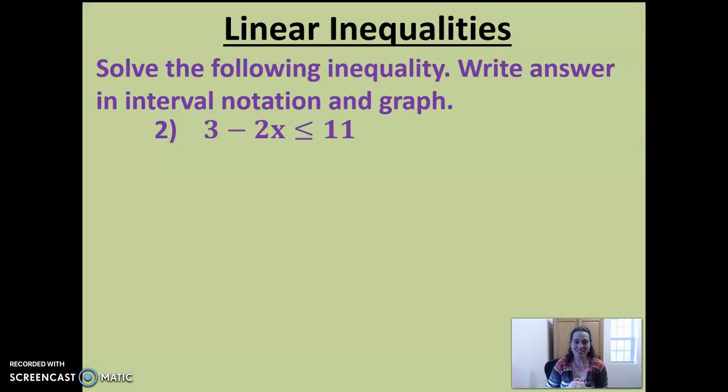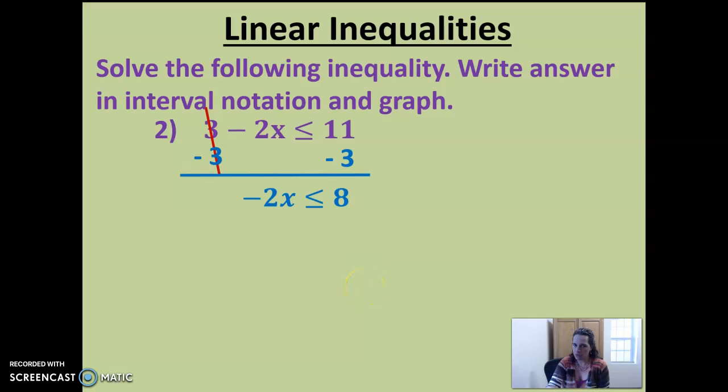Let's start with the 3, right? We are going to have to get rid of the 3 and the negative 2, but let's do the 3 first since it's addition and subtraction. Now it is a positive 3. That negative goes with the 2. The positive 3 needs to be subtracted to the other side. And then we are left with a negative 2x less than or equal to 8.